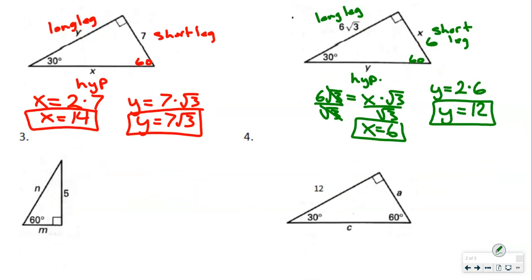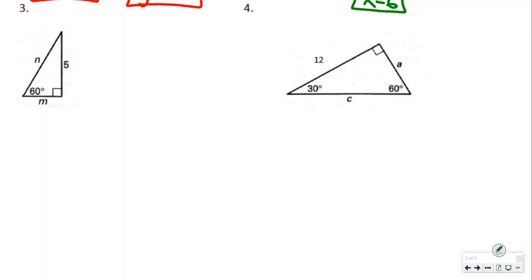Just a couple more examples. Number 3, we know it's a 30, 60, 90 triangle because we've got a right angle and an angle that's 60 degrees, so that tells me my other angle at the top is 30. My hypotenuse is going to be at letter N. It's the side opposite our right angle. M is going to be our short leg. It is opposite 30 degrees. And 5 will be our long leg. It is opposite 60 degrees.